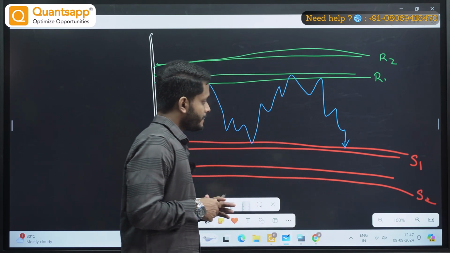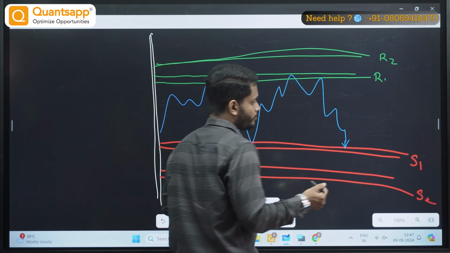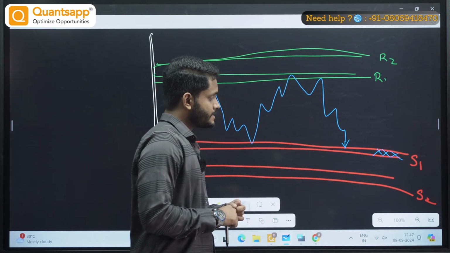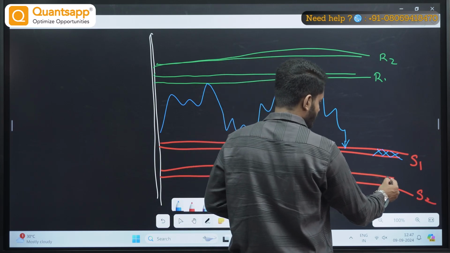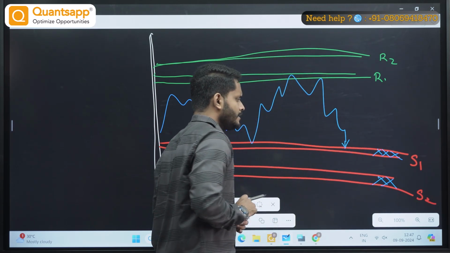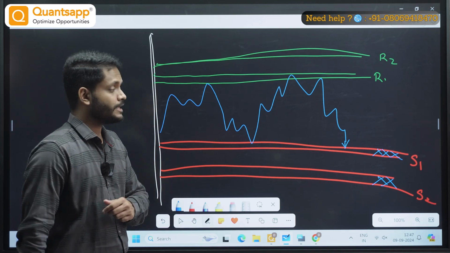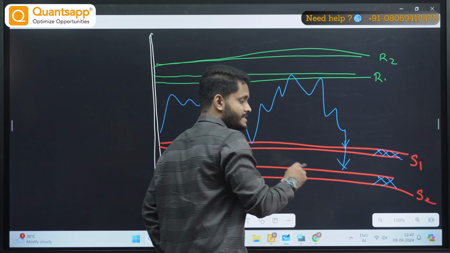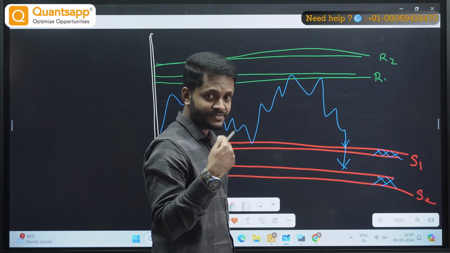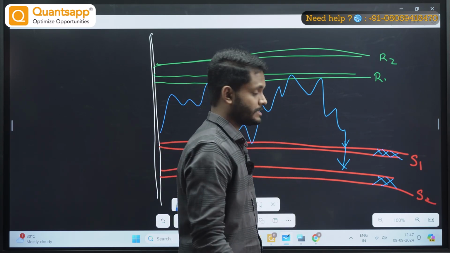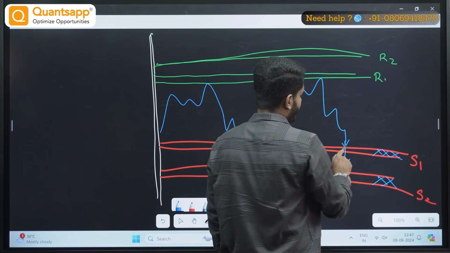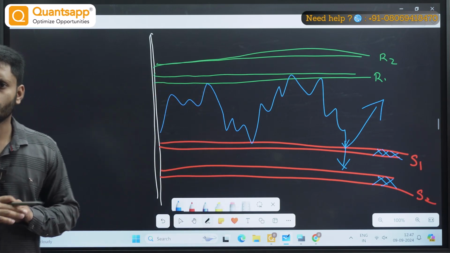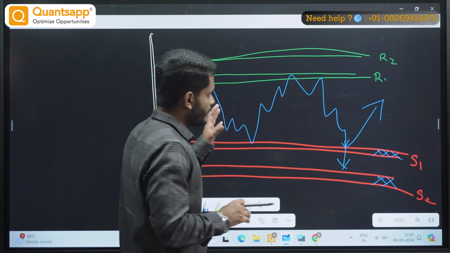If the put writers here are unwinding their positions, say at this level and also at this level, or at this level only, then we can expect a sharp downside. Or else, instead of unwinding, if the put writers have started adding more positions, then the support becomes stronger and there is a possibility of a reversal. Simple, everyone knows this. No one has any doubt related to the concept.